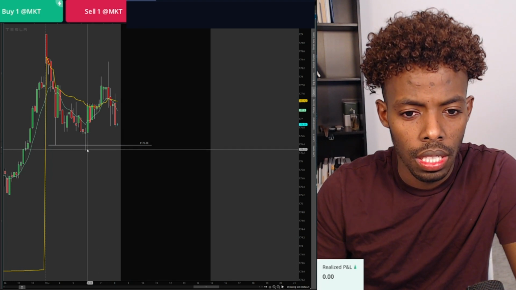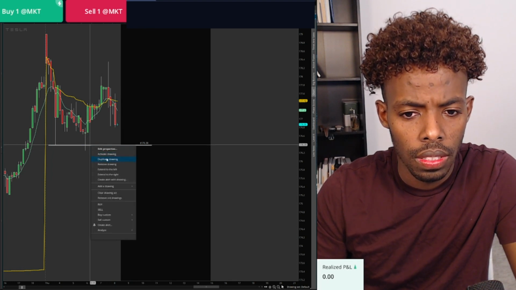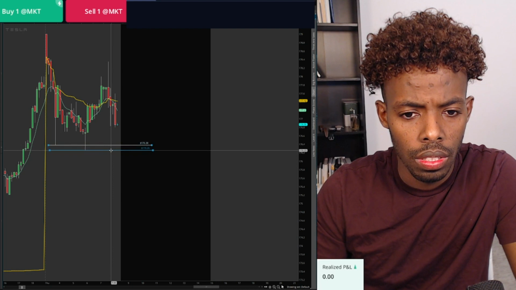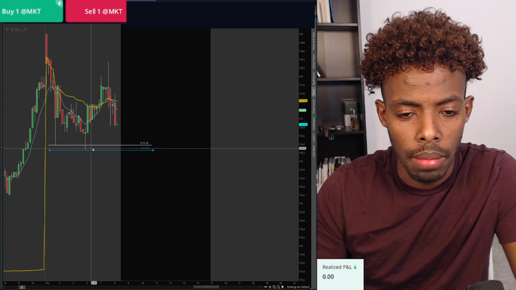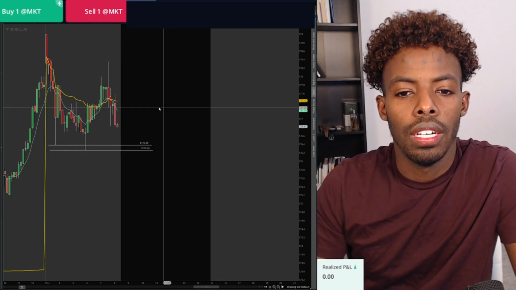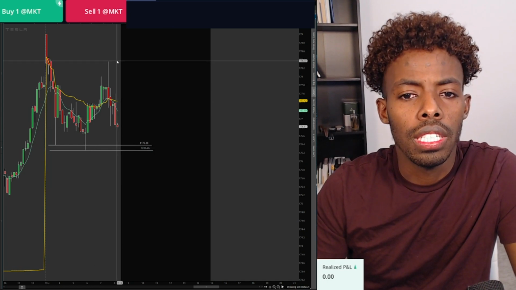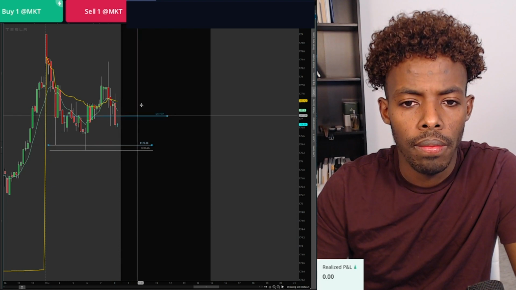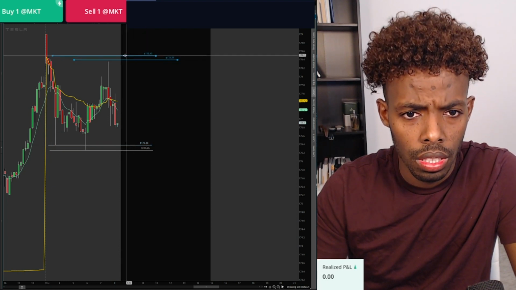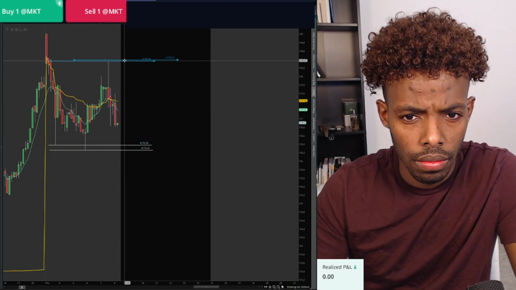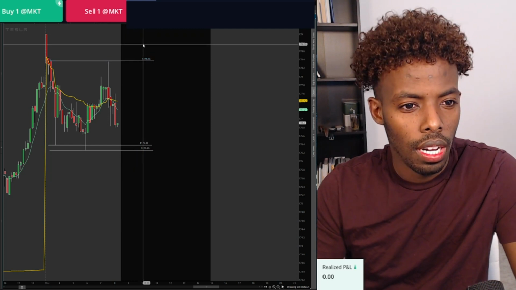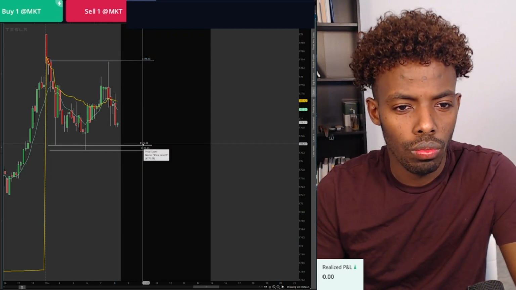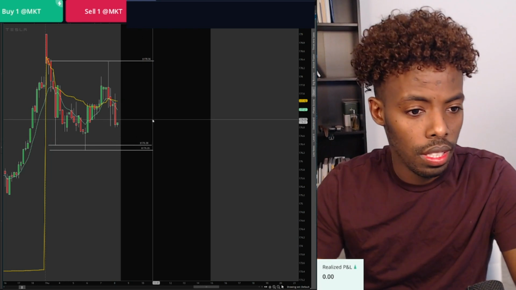Bam. These two areas are essentially a demand spot right here. All right, cool. What else? Where else do we see it? We see it right here. Let's go and do that real quick. And there we go. Done. Where else? Make sure everything's good. All right.